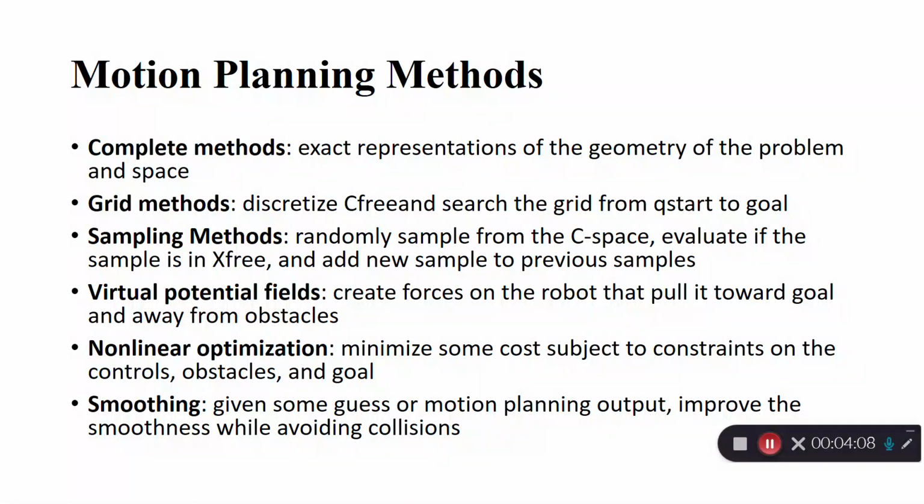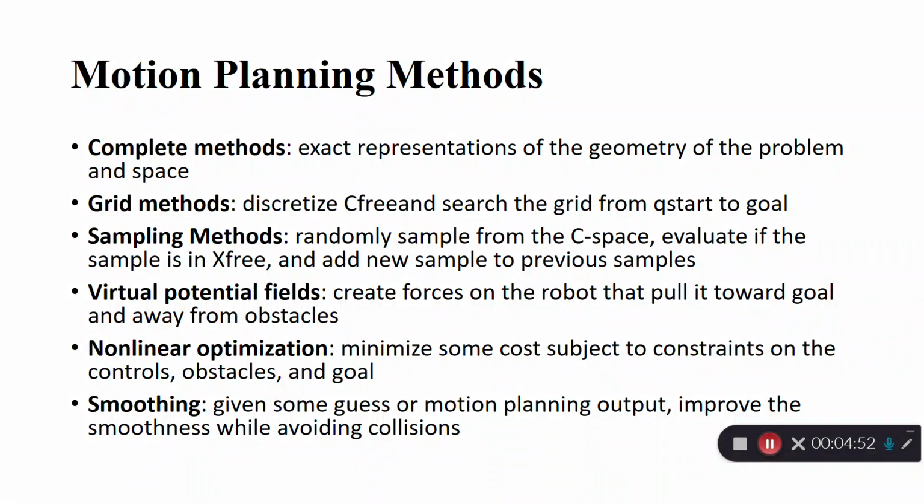The third method is the sampling method, in which we take random samples from C space, evaluate the X free, and add new samples which we compare with the previous ones. The fourth one is virtual potential fields, which create forces on the robot that pull it towards the goal and away from the obstacle. It's kind of a difficult task, as we have to take the robot away from the obstacle and move it from the starting point to the goal point while creating forces.